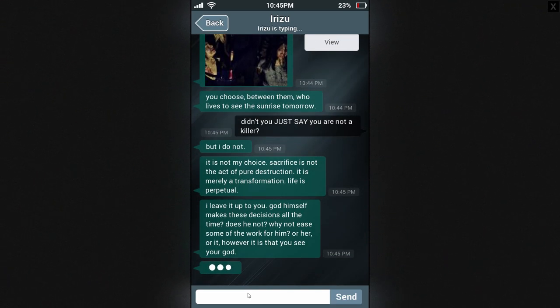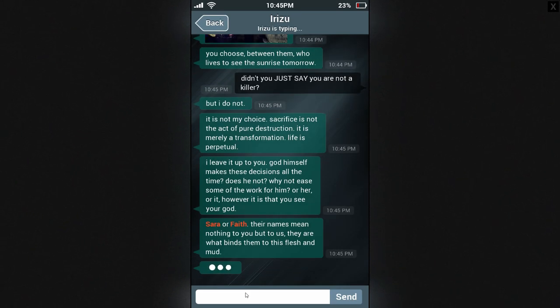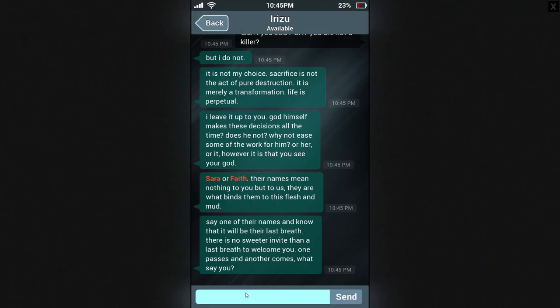Sacrifice is not the act of pure destruction. It is merely a transformation. Life is perpetual. I leave it up to you. God himself makes these decisions all the time, does he not? Why not ease some of the work for him, or her, or it? However it is you see your God, Sara or Faith, their names mean nothing to you but to us. They are what binds them to this flesh and mud. Say one of their names, and know that it will be their last breath. There is no sweeter invite than a last breath to welcome you. One passes and another comes. What say you?